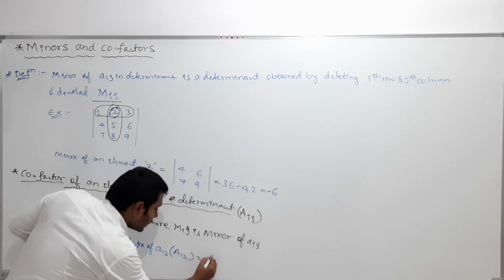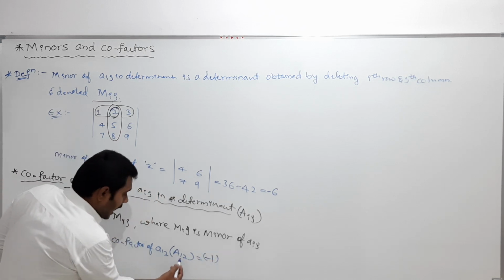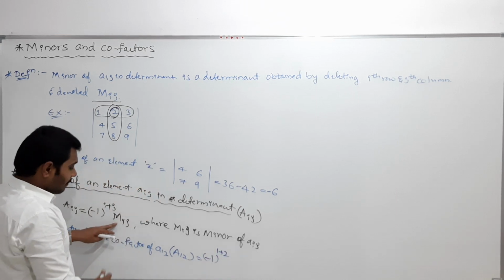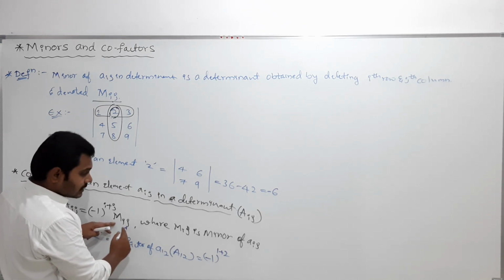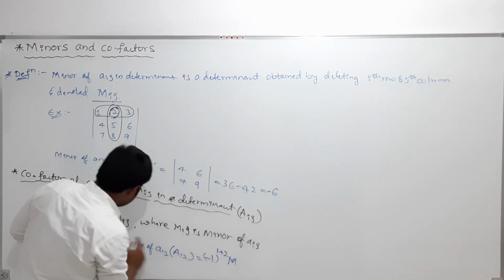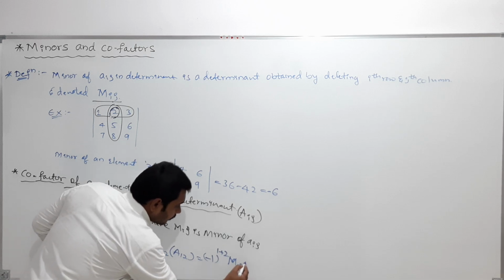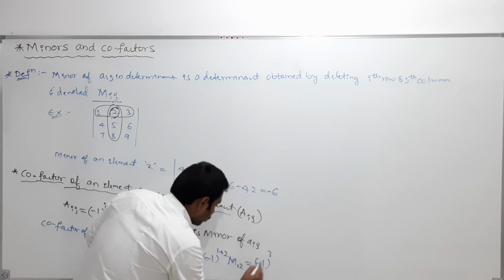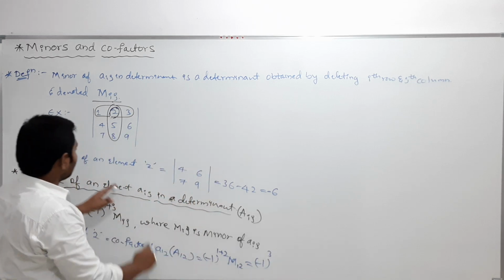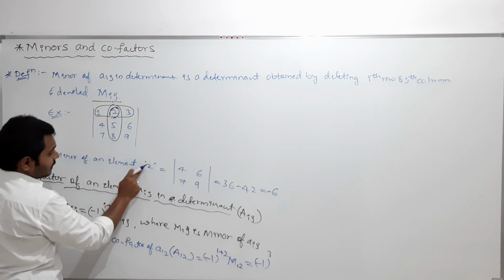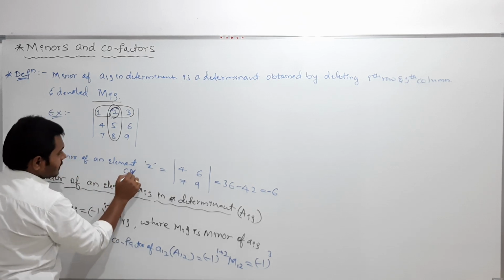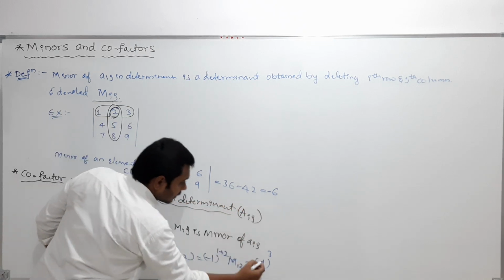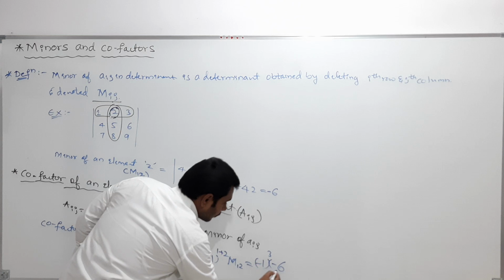Here it is minus 1 whole to the power i plus j. The i value is 1 and the j value is 2, into Mij. So what does Mij mean? Here i j is 1 2, so M12. Therefore this equals minus 1 whole to the power 2 plus 1, which is 3, and M12. M12 is nothing but the minor of the element 2. Clear? So M12 I calculated already. What is that? Minus 6, into minus 6.